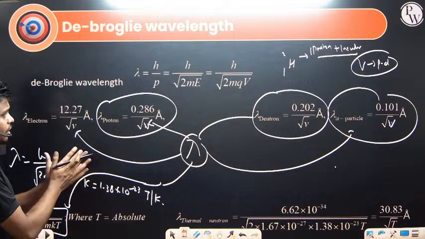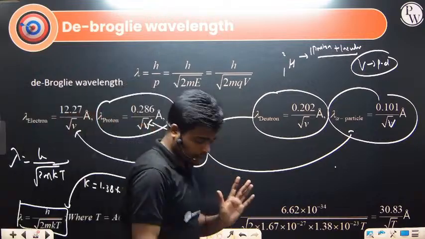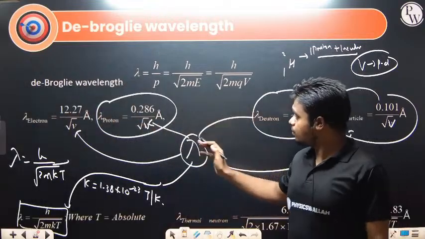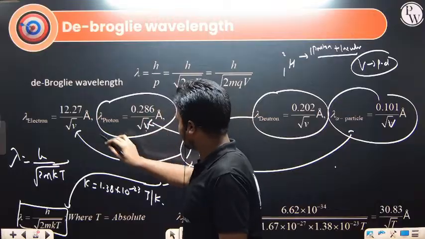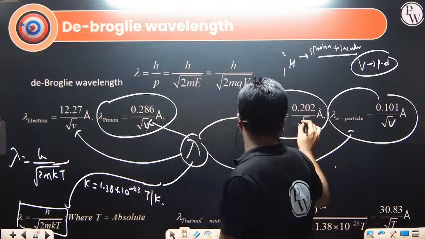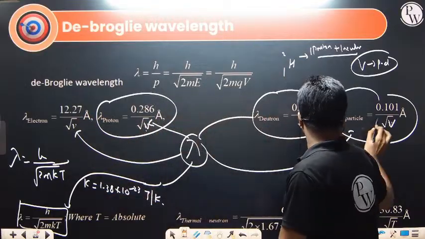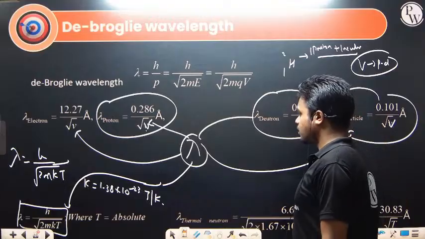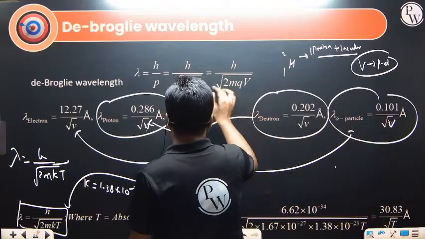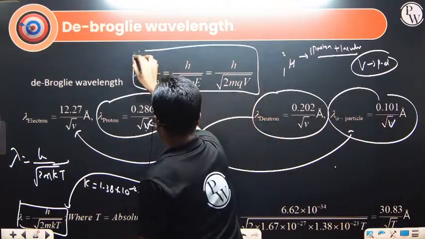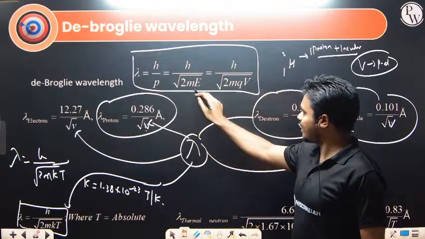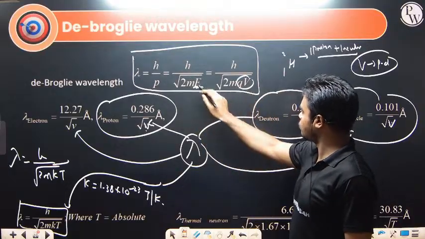So these are the different quantities we have, different particles we have, different wavelengths: 0.286 by root of V, 12.27, and this one is 0.202 by root of V. This is 0.10 by root of V. So again, it depends on this. The parent formula is h by p, that is h by root of 2mE, where E is the energy, and what is energy? E is equal to q into V.